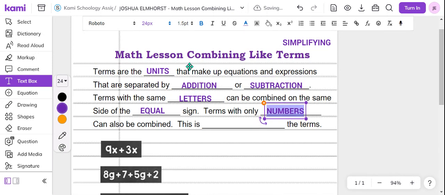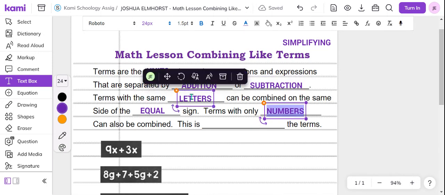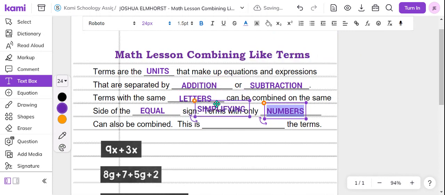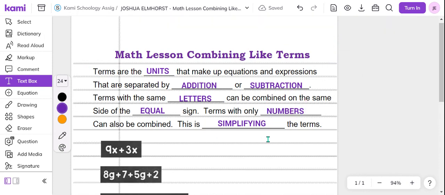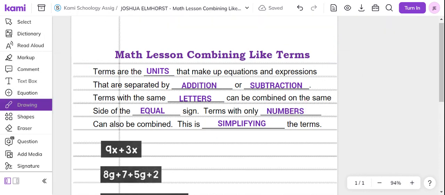So when we are combining letters with the same letters, and then numbers with numbers, this is called simplifying the terms or simplifying the expressions and equations. Okay, so let's practice down below.